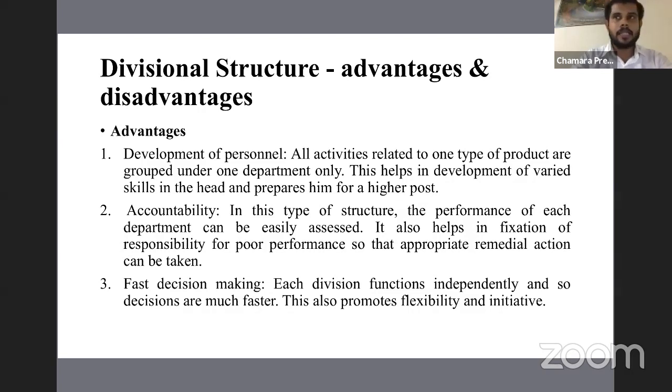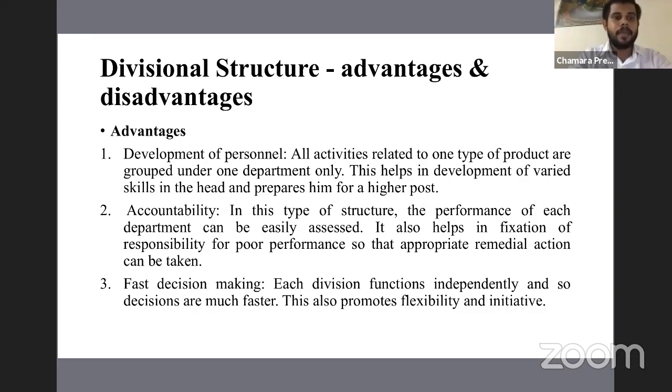Now we're going to take a look at the advantages and disadvantages. Development of personnel, right? So yes, personal improvement, accountability, the performance of each department can be easily assessed. When we have all these things together, it's difficult to find out if a mistake happens, or if a default is there, or any problem we face. It's difficult for us to monitor that. Why? Because it all comes together, right? But if we have these different divisions, it's easy for us to find who is accountable and who is the responsible party, right? So it's easy in that way.